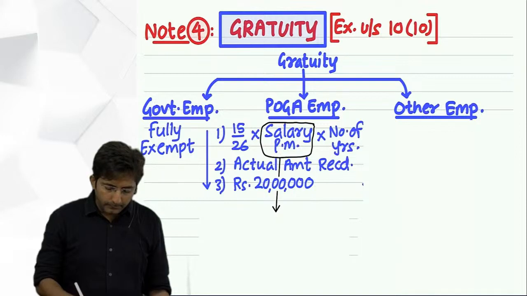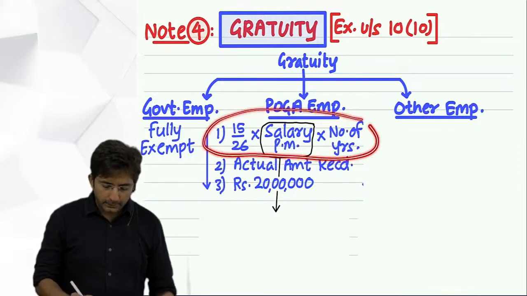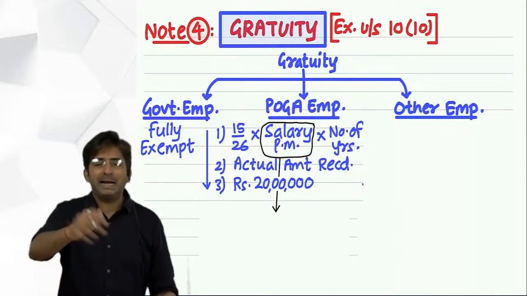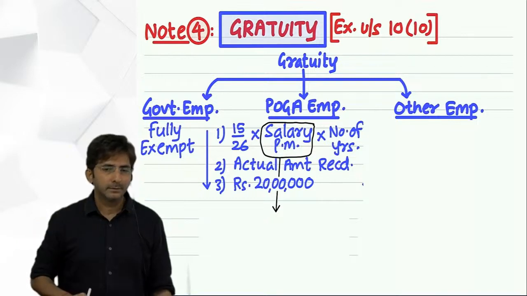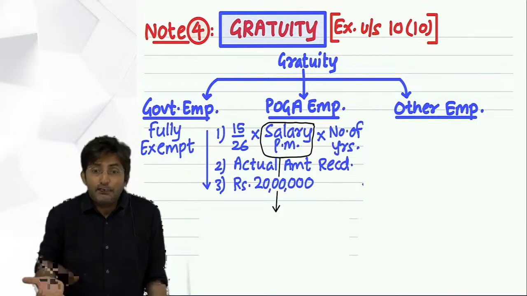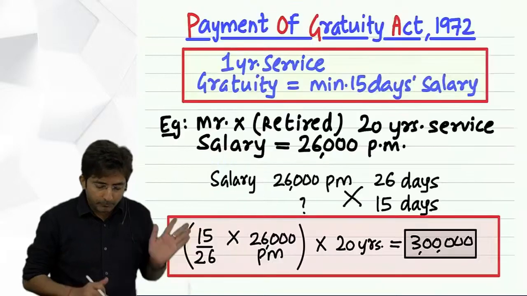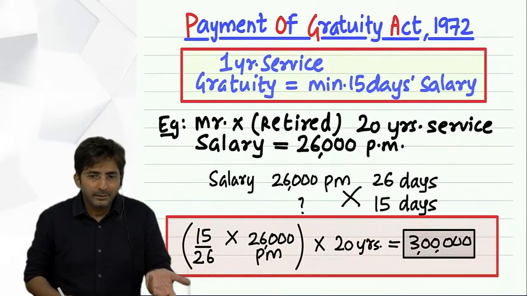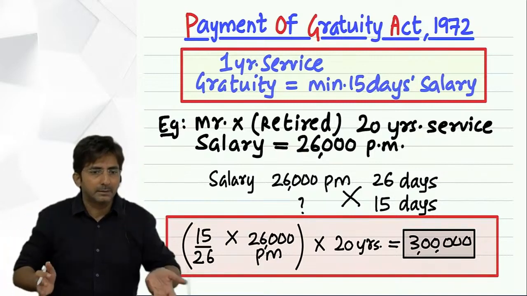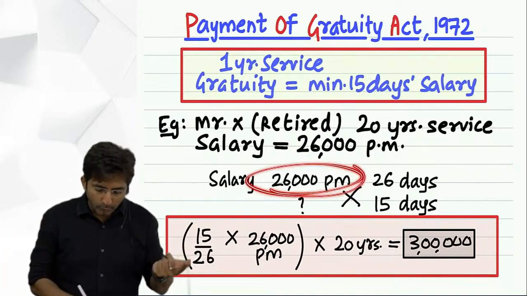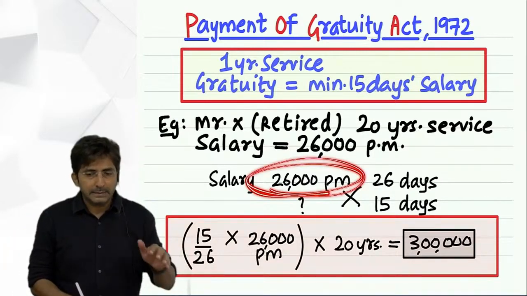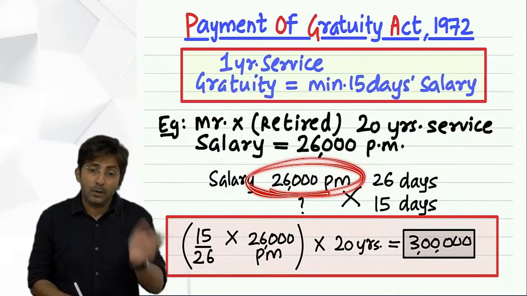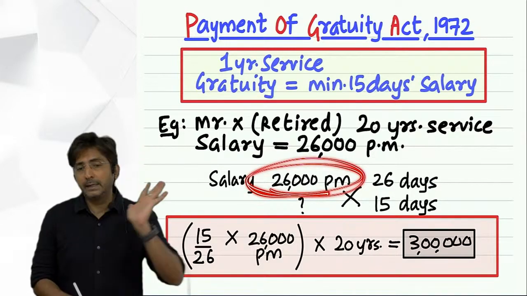In short, the main thing is you should know this. Otherwise, if I ask you to multiply by 15 upon 26, it will irritate you. Why 15 upon 26? But after understanding the logic, it is nothing. 26 is the number of working days in a month. And your salary is always for 1 month, and salary is given for working. And your working days in a month are 26 days.